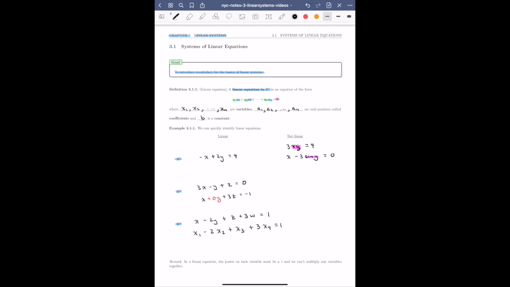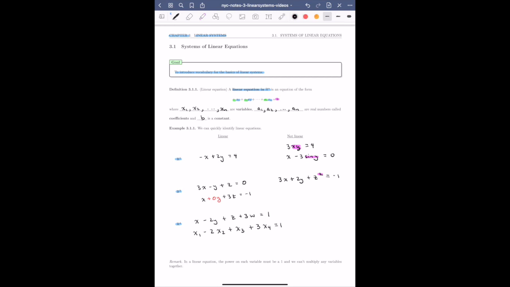We should also look out for powers that are not 1. Notice in the definition of linear equation that the power on each of the variables is 1. So an example of an equation in R3 that would not be a linear equation might be 3x plus 2y plus z squared equal to minus 1. The reason that this is not a linear equation is because of the power 2 on the z variable.